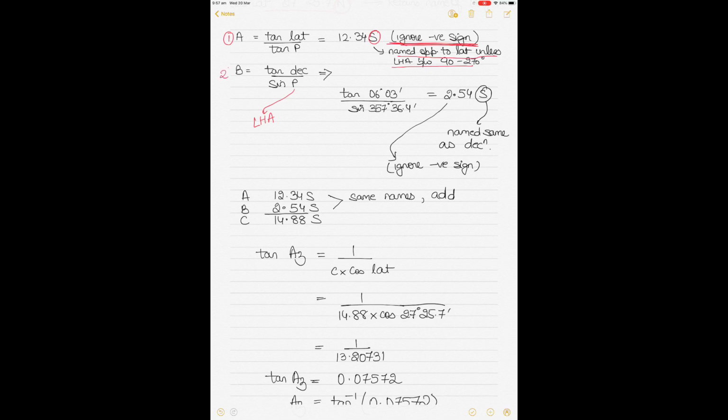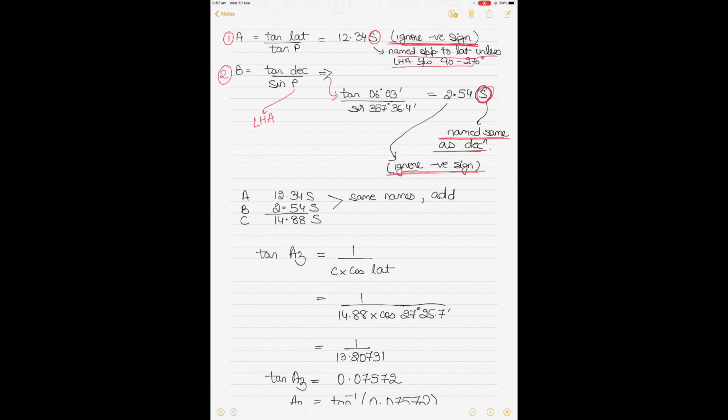Second thing you calculate is B. B is calculated as tan declination divided by sine P. So I have put the values here: tan declination divided by sine of P. Please ignore the negative sign again. And this time you name B same as declination. So if your declination is south, you name it south.